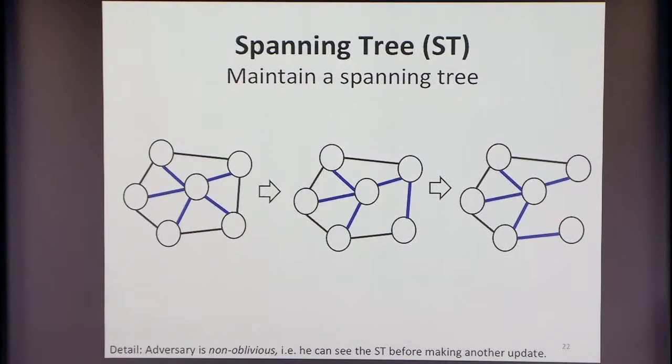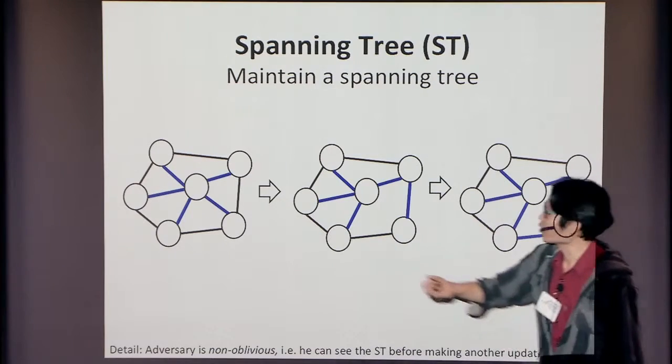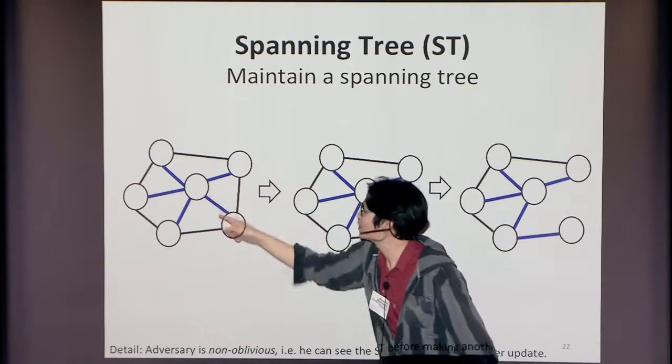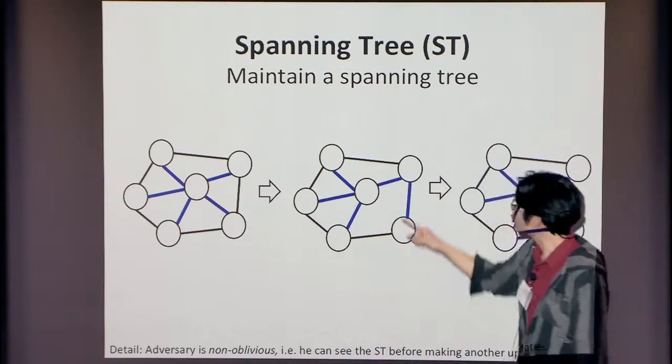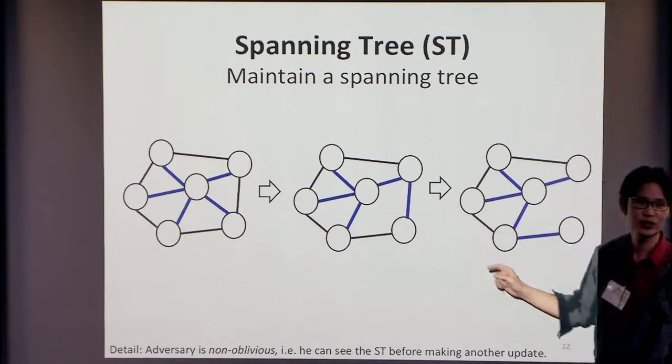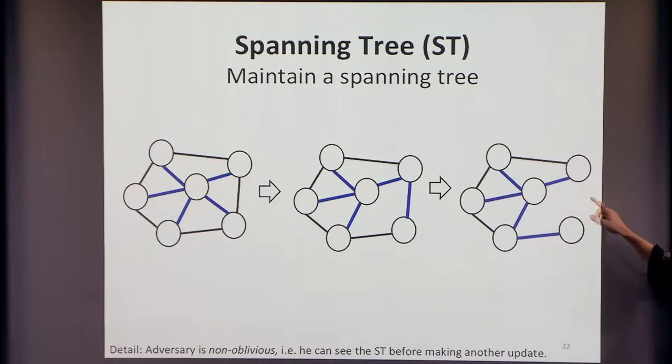A harder problem is spanning tree. So instead of just maintaining whether the graph is connected or not, you want to maintain the spanning tree or spanning forest. So you could start with this graph and with this spanning tree, the blue edges. And then you delete something, so the spanning tree has to change. And if you delete more, probably the spanning tree has to change again. So you have to keep maintaining this spanning tree.